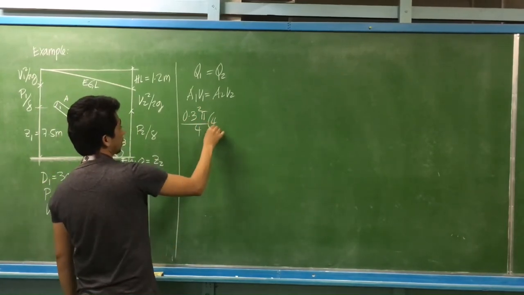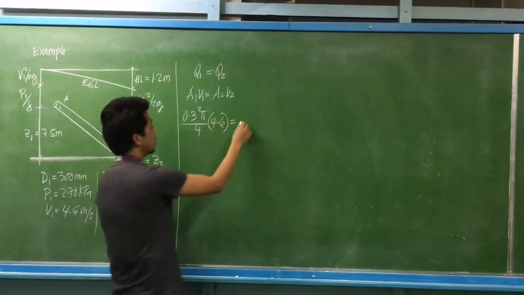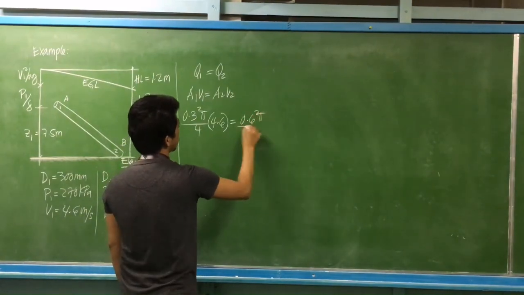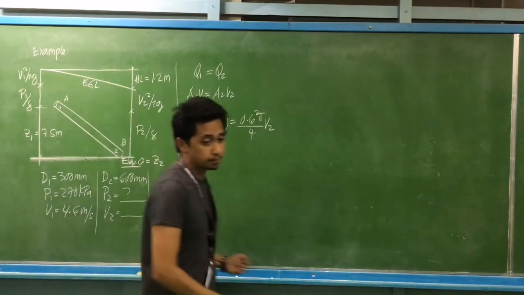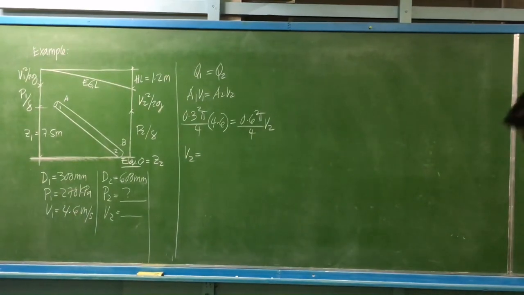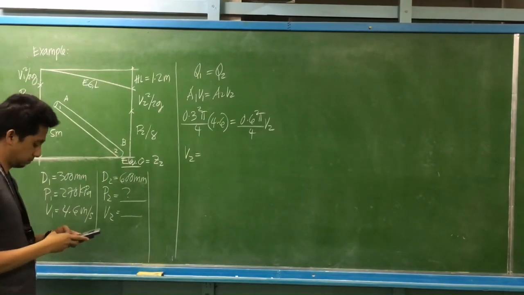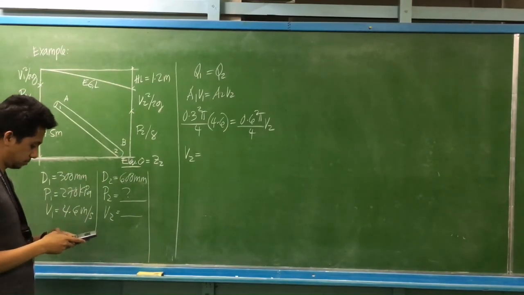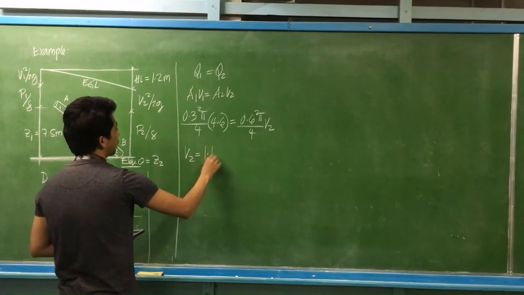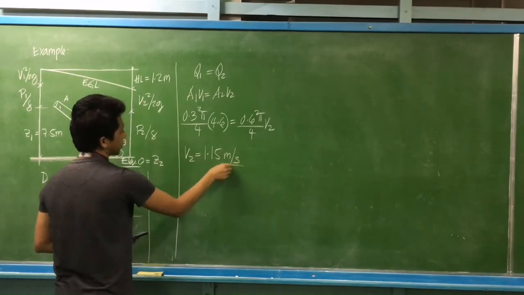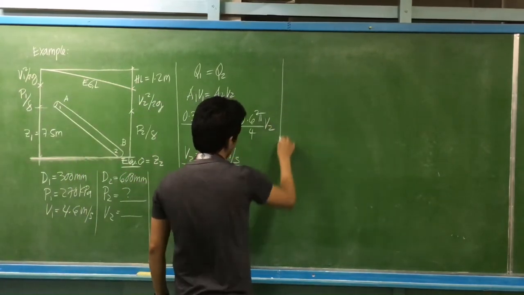Velocity at point 1 is given as 4.6, equal to area 2, given diameter is 600 mm. We have 0.6 squared times pi, divided by 4, times velocity at 2. Let us compute velocity at 2. What is it equal to? We have 1.15 meters per second. Okay, so I think we are complete. All we have to do is substitute everything into this energy equation.